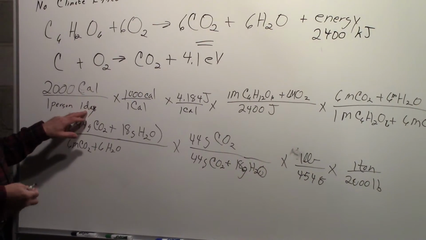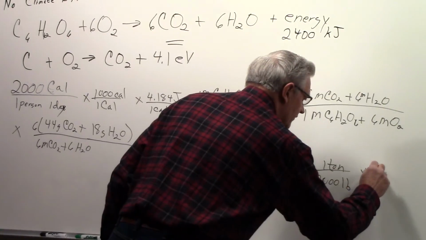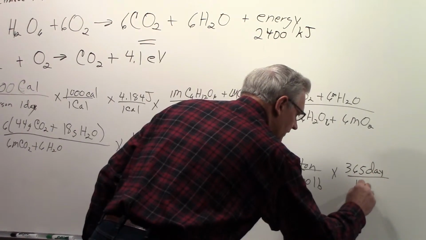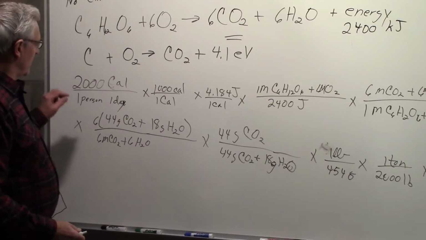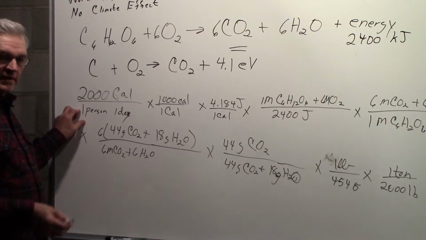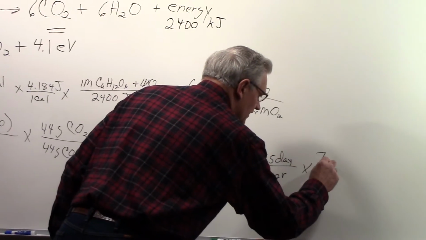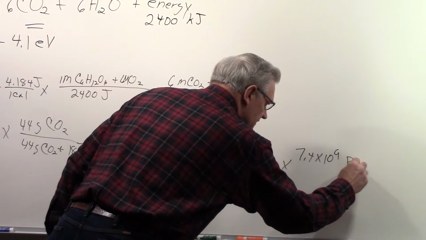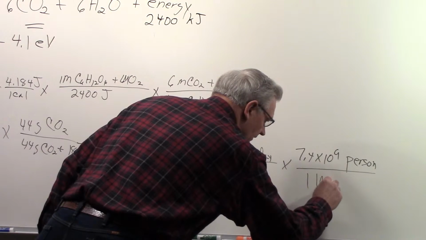And we want to convert the day to years. So we're going to have 365 days over 1 year. And then we want to take care of the fact that there are so many people in the world, and the number that we'll use, we'll say that there's 7.4 times 10 to the 9th persons, and that makes up the one world population.